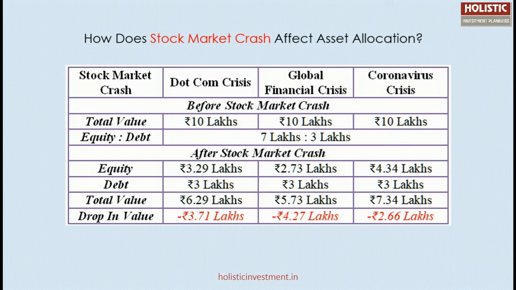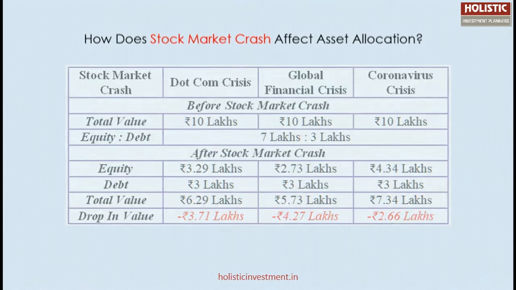We have a portfolio of 10 lakhs with 70-30 asset allocation, that is 7 lakhs in equity investments and 3 lakhs in debt investments. The image you see on the screen shows 3 different crashes, but for simplicity, I'm explaining only coronavirus crash alone. After the crash, the equity investment has come down from 7 lakhs to 4.34 lakhs. The debt stays almost the same. The overall investment value has come down to 7.34 lakhs. The loss is 2.66 lakhs.